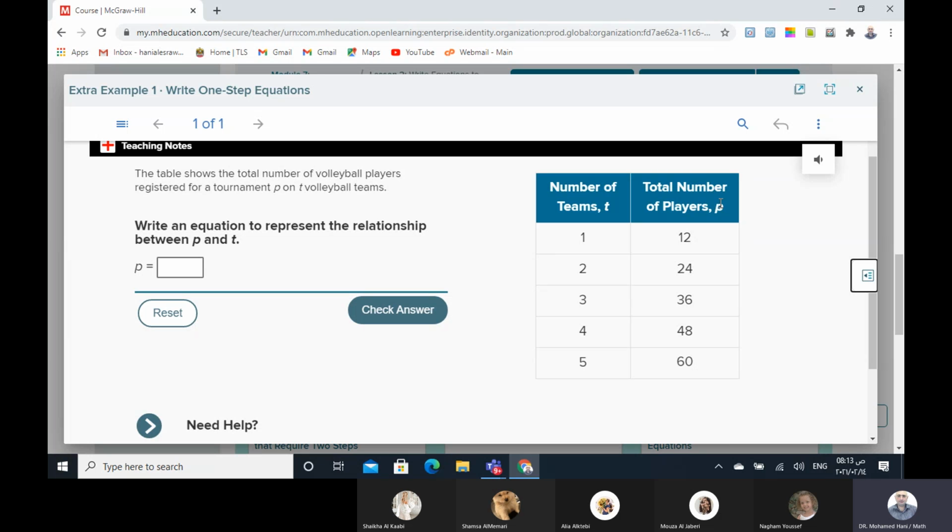As you see here, we have 1 and 12. Here we have 2 and 24. Here we have 3 and 36. Here we have 4 and 48, and here 5 and 60.